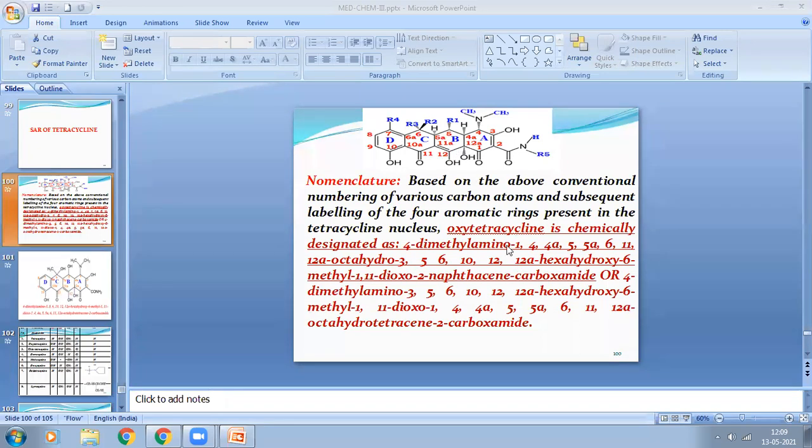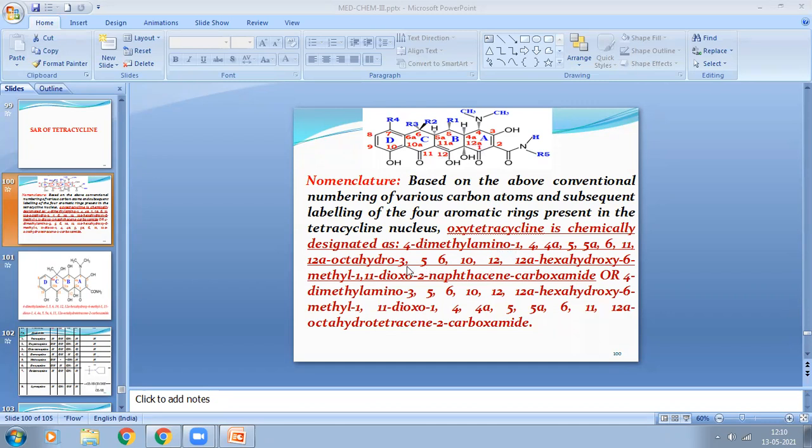So 4-dimethylamino, here a dimethylamino group in the 4 position, and octahydro, octa means 8. So in 8 carbons there is a hydrogen atom. Generally we consider the hydrogen atom, and sometimes they are considered OH. So that's why octahydro means 8 hydrogen atoms. In which positions? 1, 4, 4a, 5, 5a, 6, 11, 12a, octahydro.